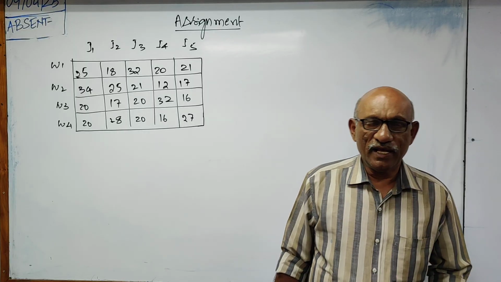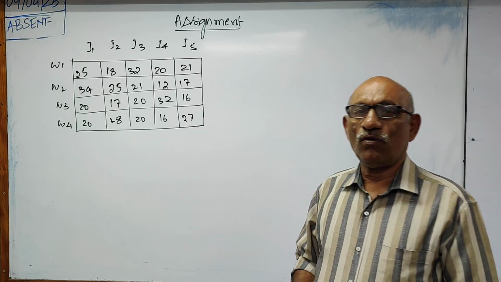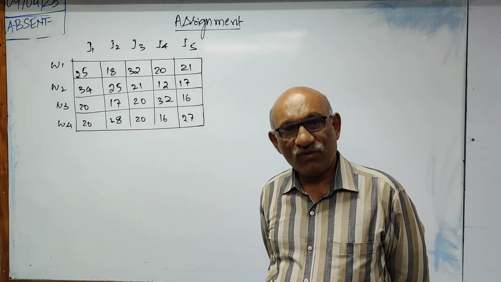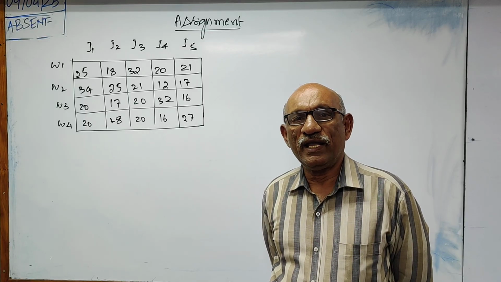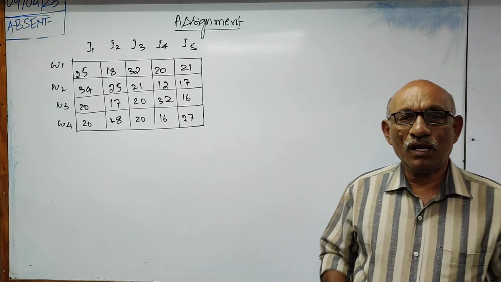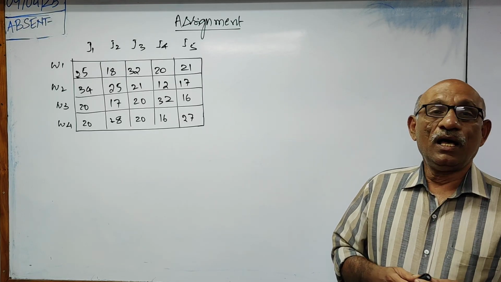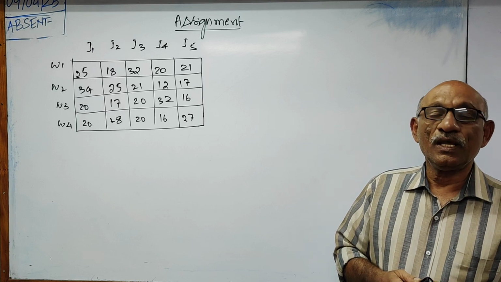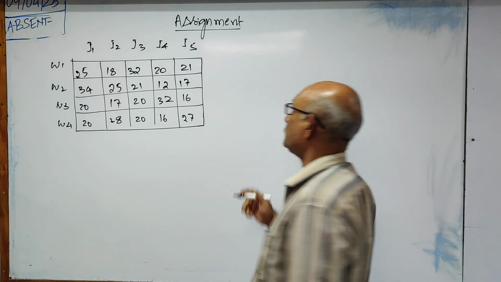How many jobs are there? 5 jobs are there. How many workers are there? Only 4 workers are there. So it is an unbalanced assignment problem. To solve this question by Hungarian method, first of all I have to convert this one into a balanced question. For this, introduce a dummy worker with ₹0 as assignment cost.